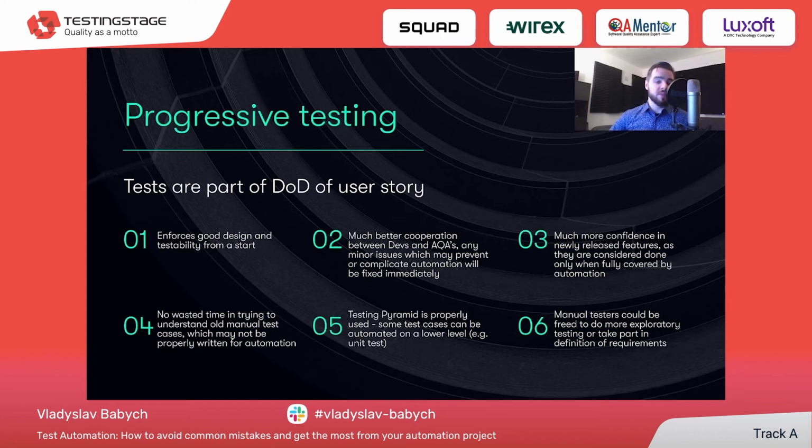Let's discuss progressive testing. Another approach which we can take is that tests are part of the definition of done of a user story. So we do not close any stories unless they are covered by automation tests. And this is the approach of so-called progressive testing. So why is it such a good idea to do that instead of focusing on regression? First of all, it enforces good design and testability from the start.